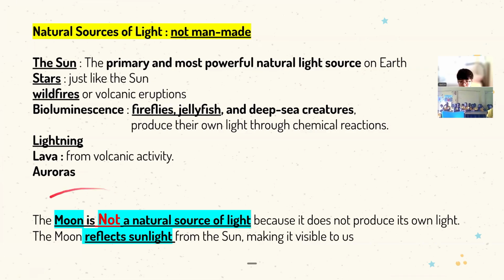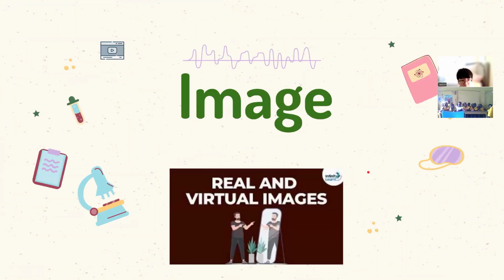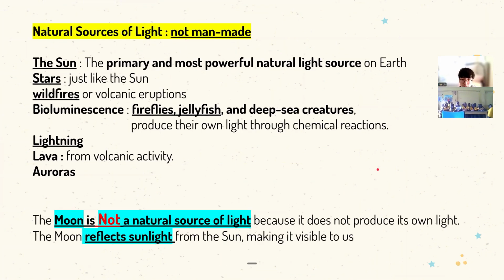And an important note is that the moon is actually not a natural source of light because it does not produce its own light. The moon is just a reflection of the sunlight from the sun. So it's not producing its own light. The moon is just reflecting the light from the sun. But anything that creates its own light is called a natural source of light. So, yeah, I hope that made sense for everyone.